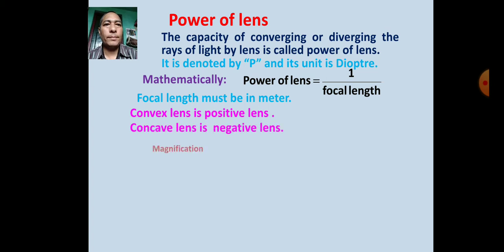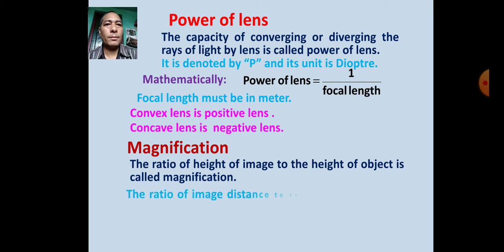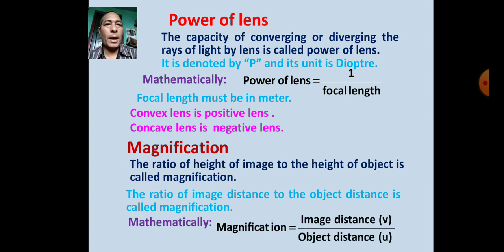Magnification. The ratio of height of image to the height of object is called magnification. The ratio of image distance to the object distance is called magnification. Mathematically, magnification equals image distance V upon object distance U.